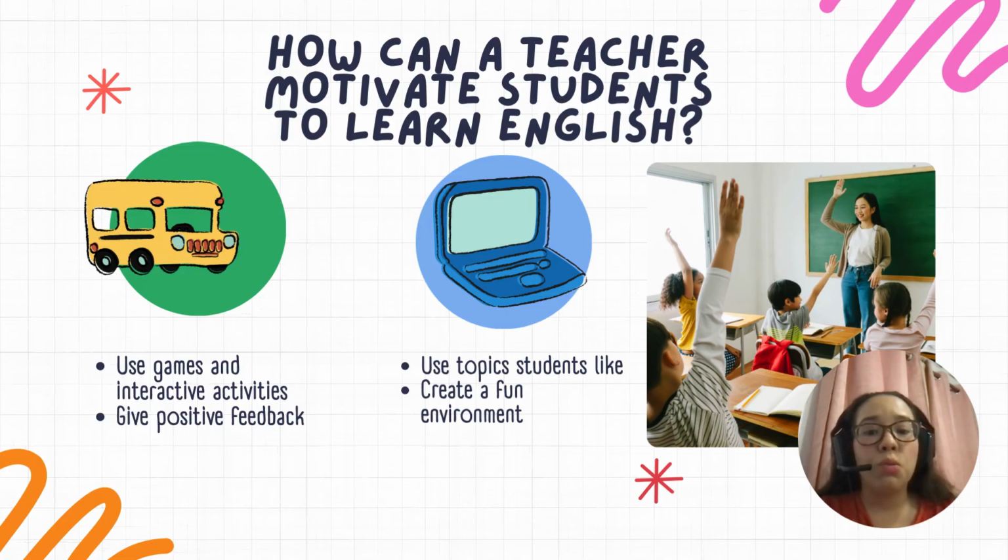Another way to motivate the students is by using topics that are interesting and relevant to their lives. For example, talking about family, animals, or daily activities. A positive classroom environment also plays an important role. When students feel happy and comfortable, they learn more effectively.